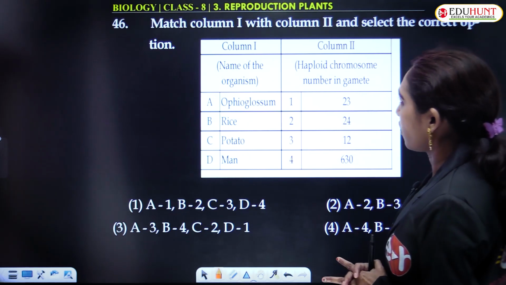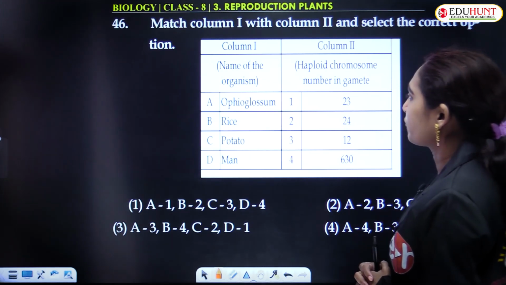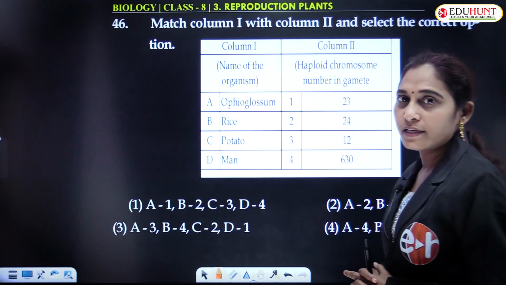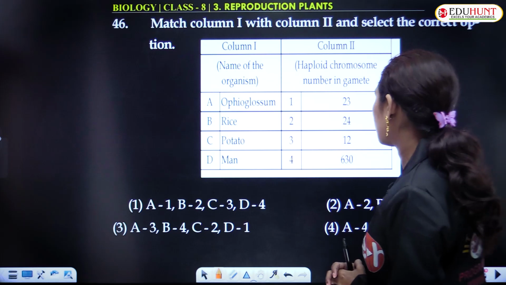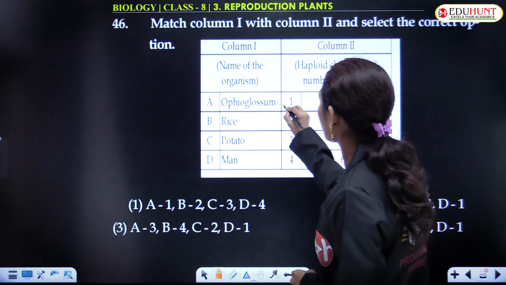Match column 1 with column 2. Name of the organism, Ophioglossum. It's a pteridophyte. In that, a high number of chromosomes are present. 630 is the chromosome number. That is option 4 here.